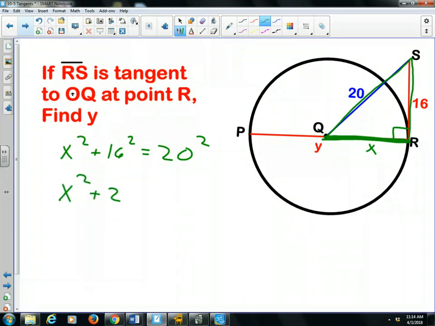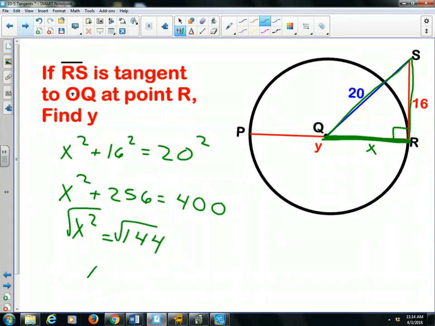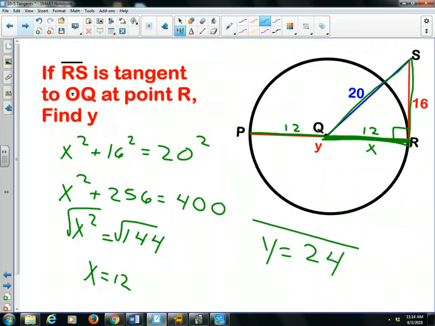X squared plus 256 equals 400. Subtract 256, x squared equals 144. So my radius is the square root of 144, so x equals 12. So if QR is 12, which is a radius, PQ rather, sorry, is also 12, because every radius is congruent in a circle. So that means my y, which is the diameter, y equals 12 plus 12, which is 24 units.